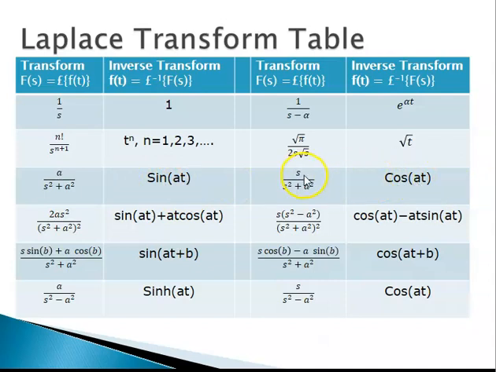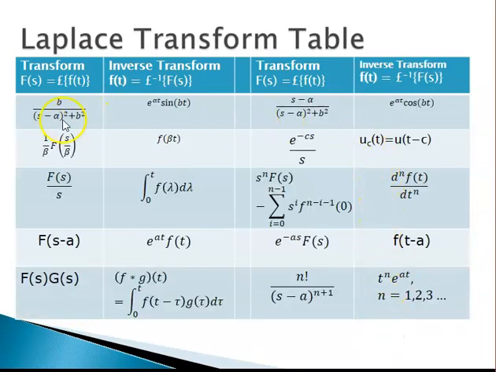In the case of cosine term, there is an s here. Similarly, if you have terms involving s square plus a square whole square, you can be sure that there is a t cos at or t sin at. Similarly, when you have s square minus a square, you have sine hyperbolic or cos hyperbolic. If you see terms something like s minus a whole square plus b square, you can be sure that there is a term e power at sin bt or e power at cos bt.